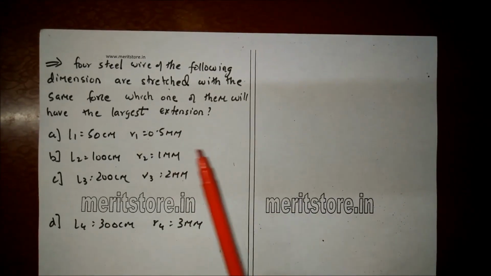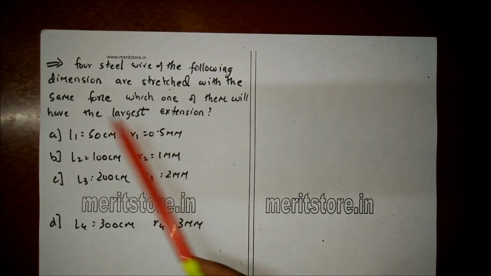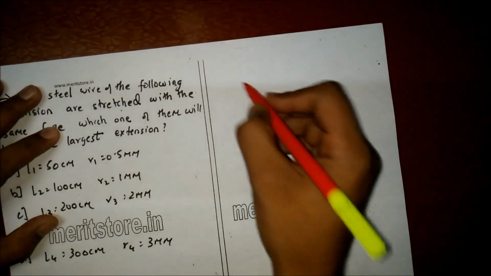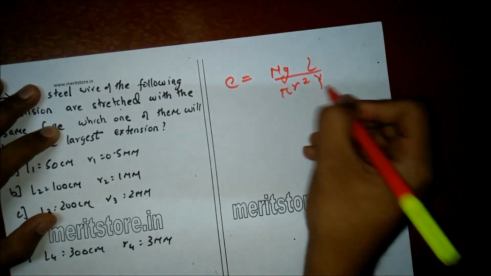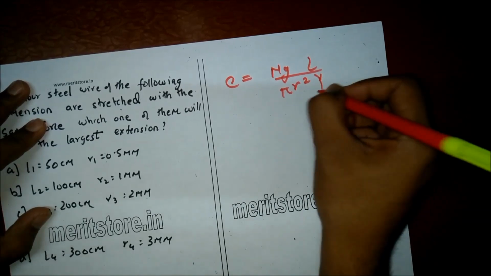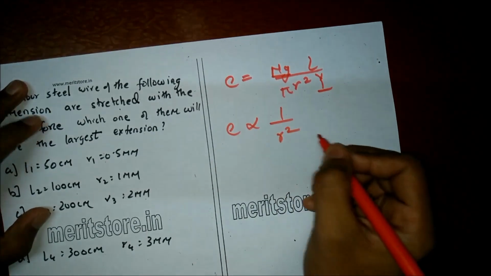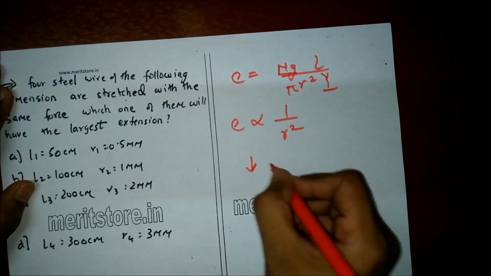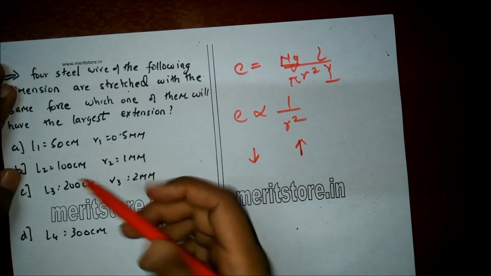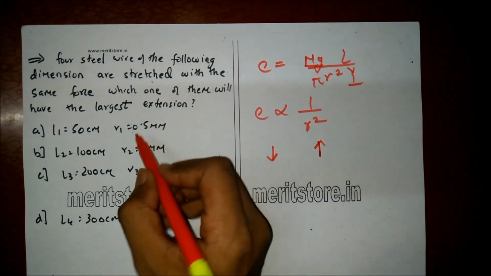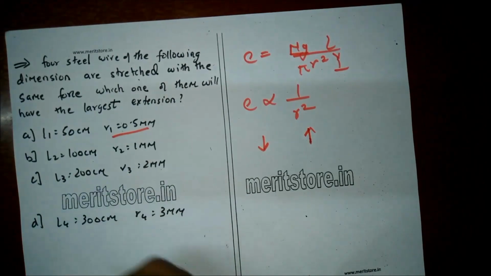Two steel wires of the following dimensions are stretched with the same force. Which one of them will have the longest extension? Here are the options. Now the extension e is given by mgl upon pi r square into Y. Now neglecting everything, for same Y and mg same, we get e is proportional to 1 upon r square. Therefore, if the radius is small, the extension or elongation will be more. Therefore, out of all the 4 options, A has the smallest radius. On calculation also, we'll get the longest elongation for A. Therefore, here the correct answer is option A.